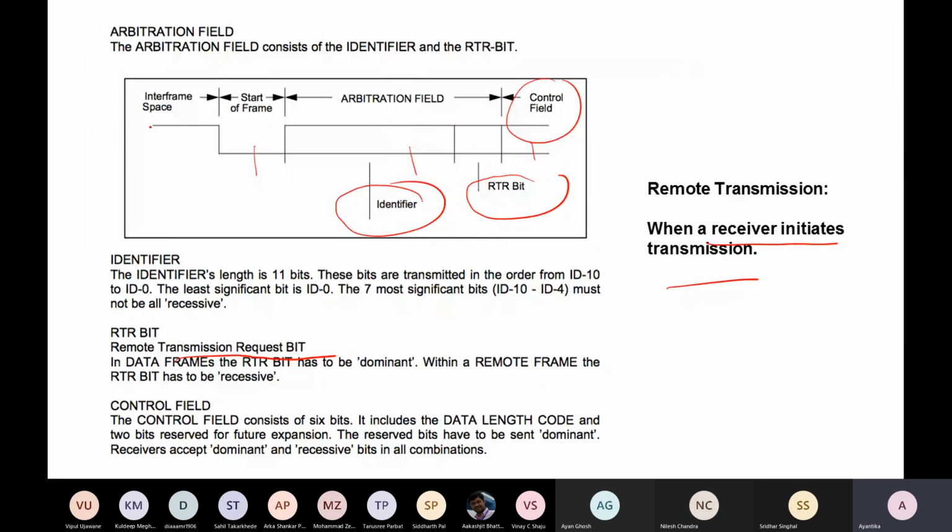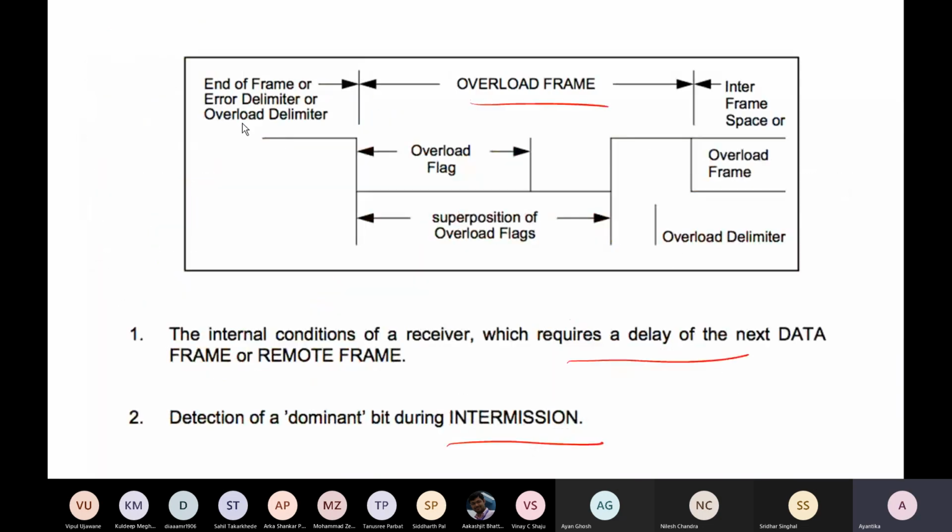This interframe space, see, there is some defined voltage level after the end of one frame and the start of the next frame, between the end and start of two frames. So if there is a mismatch, an anomaly in that intermission voltage level, detection of a dominant bit, then this overload frame indicates that there is some problem with whatever frame is coming, so just resend that frame.